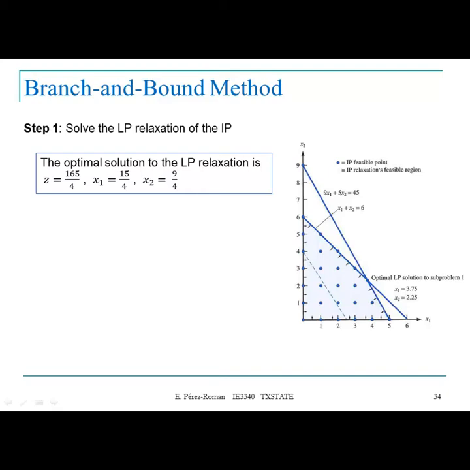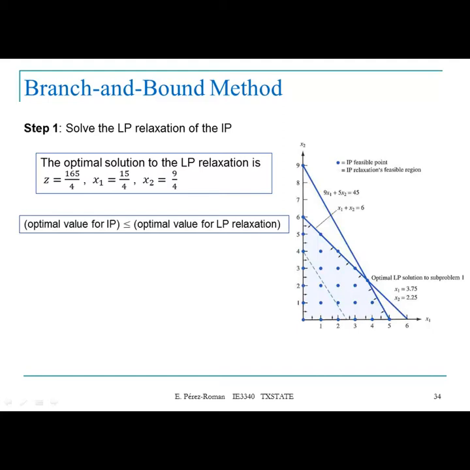So we got our LP relaxation solution, and we know, based on the figure that I show you, that the optimal value of the IP, or the integer program, will be always less or equal to the LP relaxation. And that is because the feasible region of the LP is always bigger than the feasible region for the integer program.